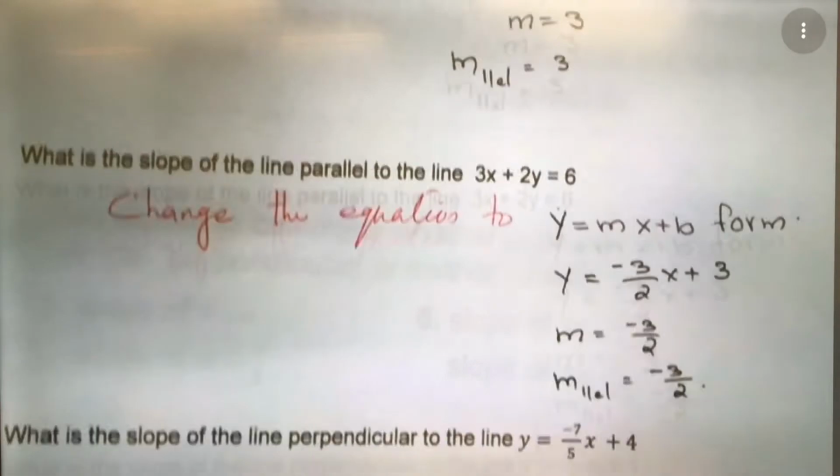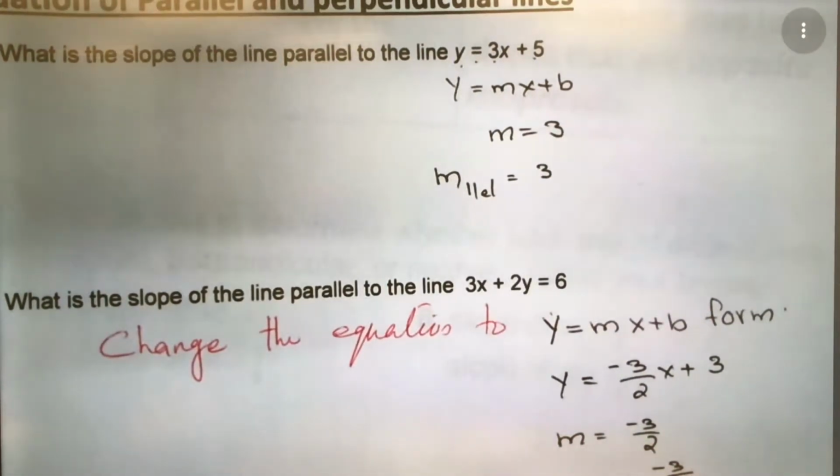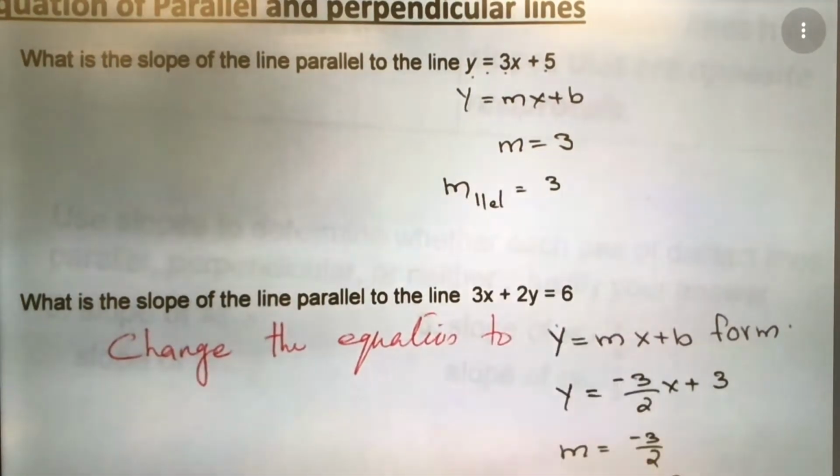I already did those questions. So here the question is, what is the slope of the line that is parallel to y equals 3x plus 5? First, identify the slope of the given line. The given equation is in the form y equals mx plus b, so 3 is the slope. If two lines are parallel, their slopes are the same. So the slope of the parallel line is also 3.